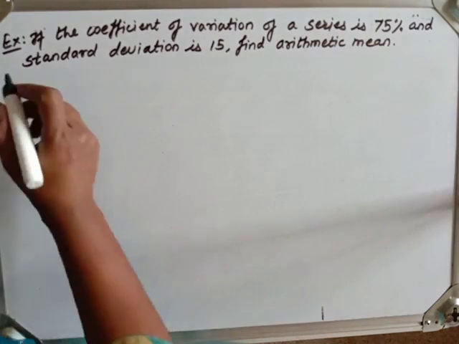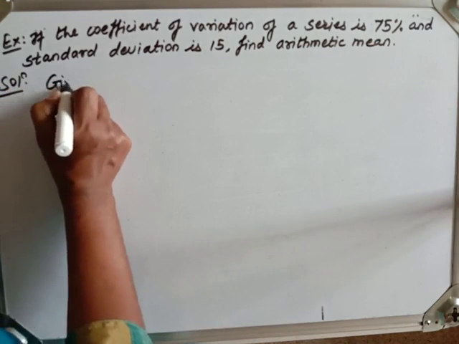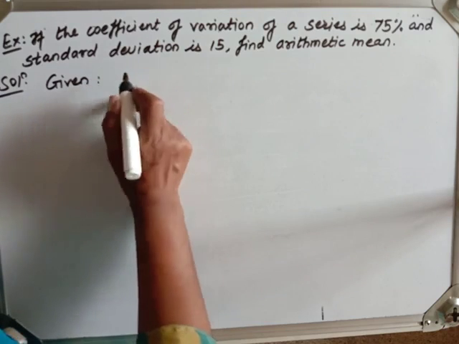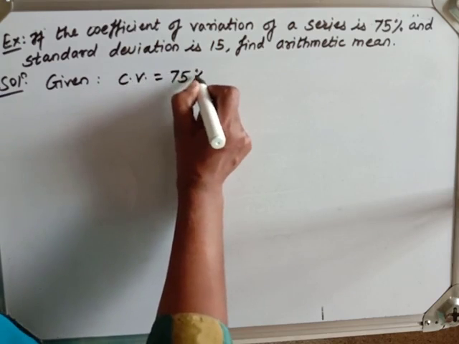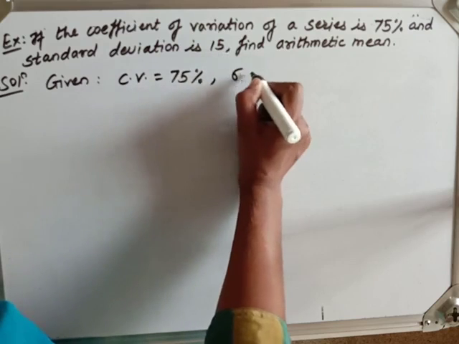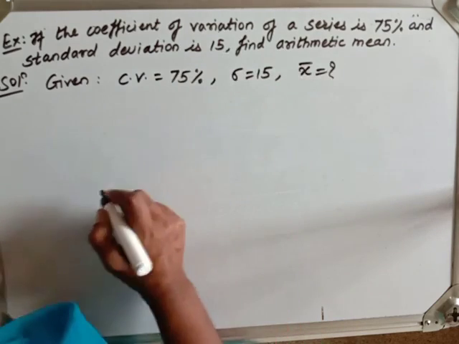Now what is given to us? Coefficient of variation, CV, is 75%. Standard deviation, that is sigma, is 15, and we have to find x bar, the arithmetic mean.